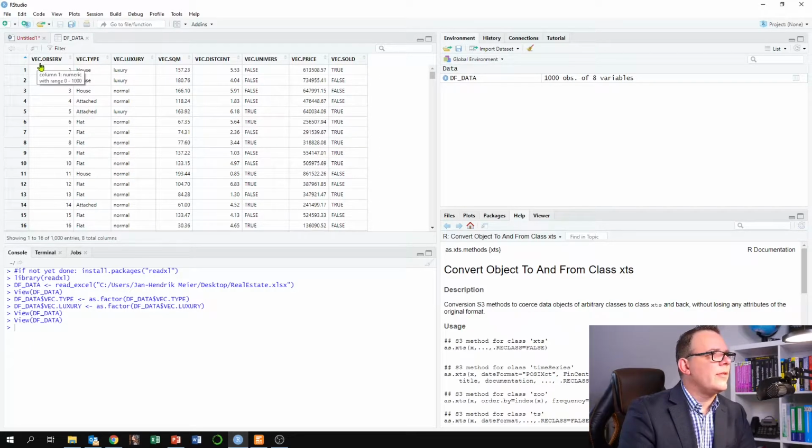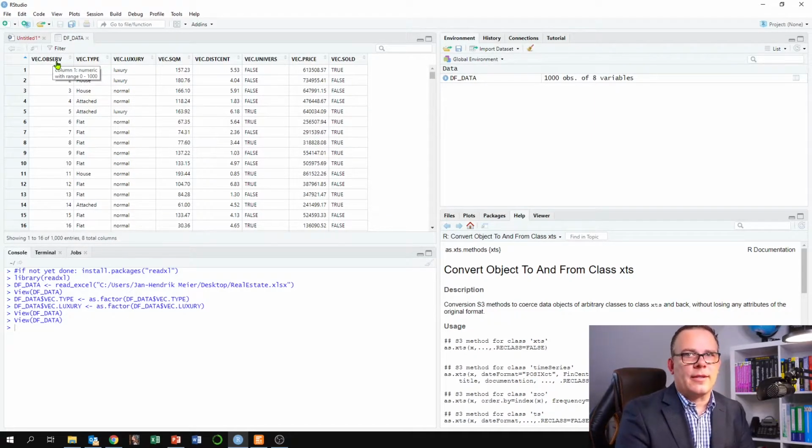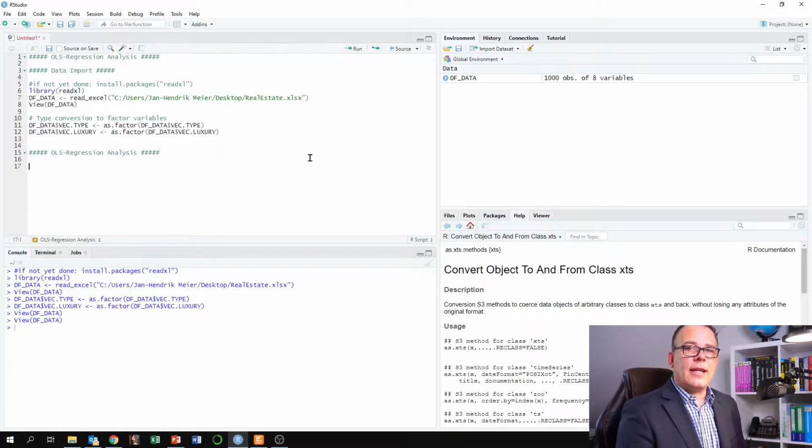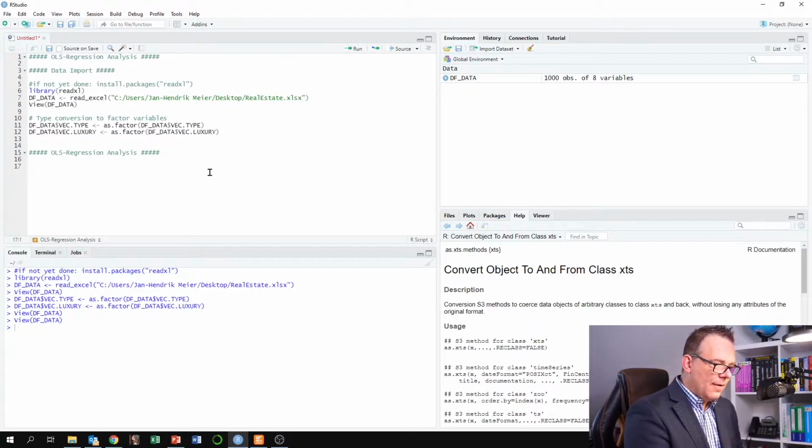The variable names are always vec, like vector, a point, and then we have some word that describes it, like observation number, type, luxury, square meters, distance to center, university, price, and sold. Well, I have imported that data set. I can see it because here in my global environment there's the data frame, df data with 1000 observations in 8 variables.